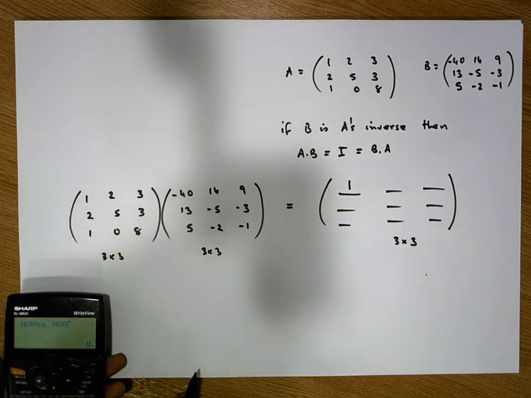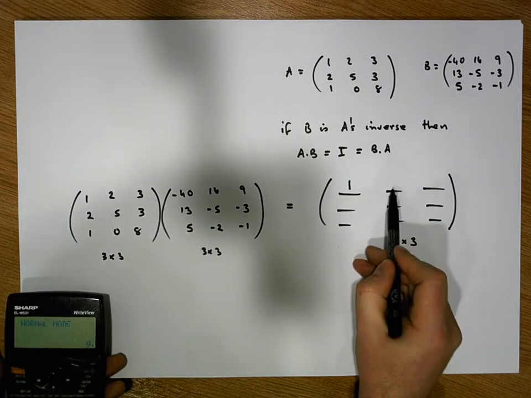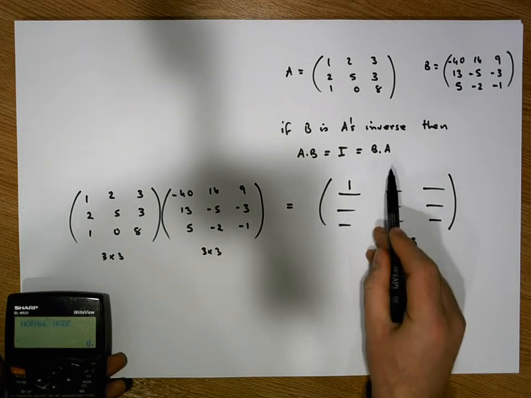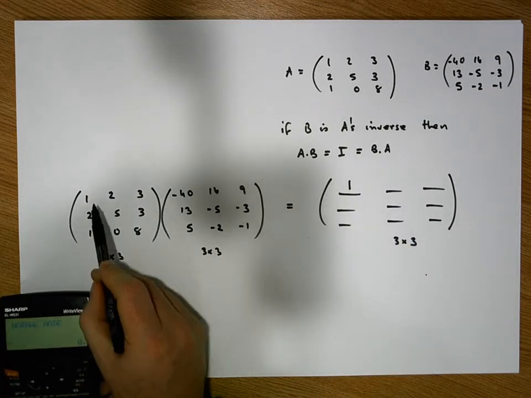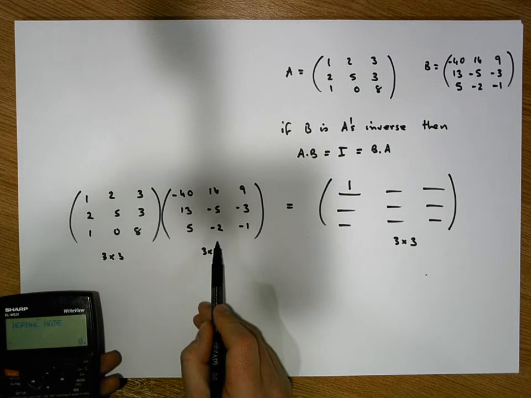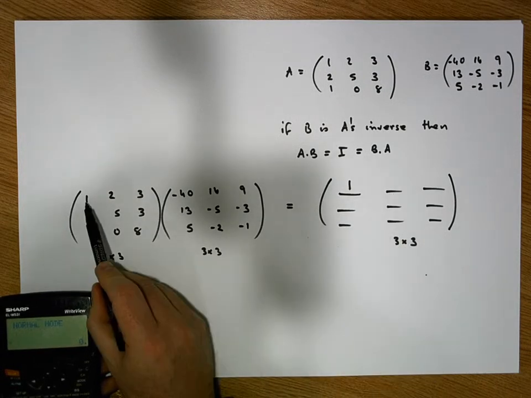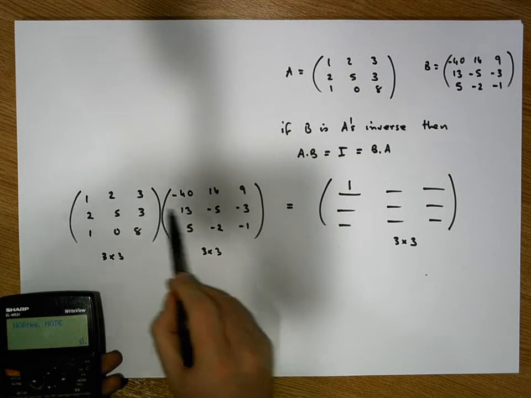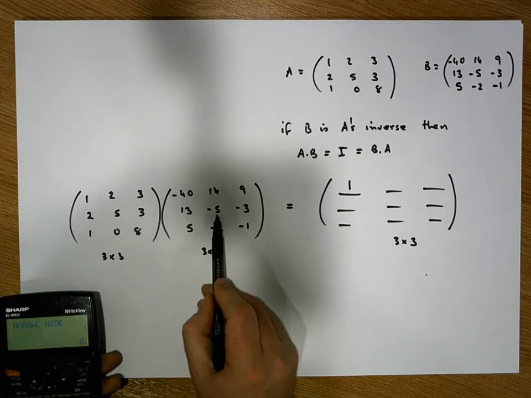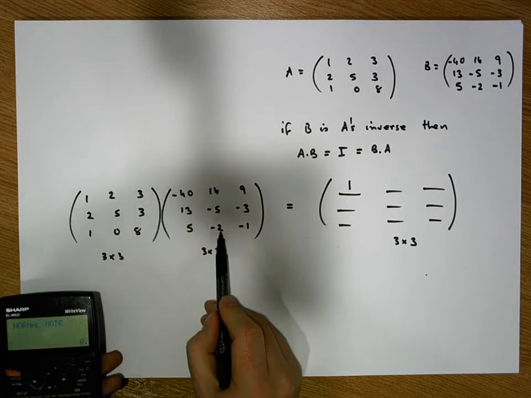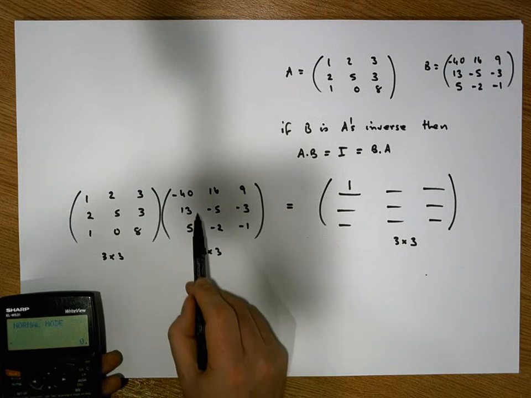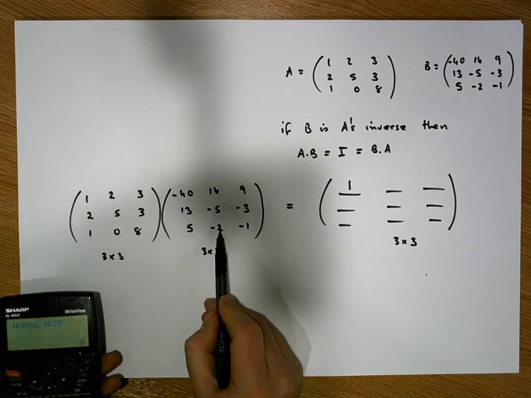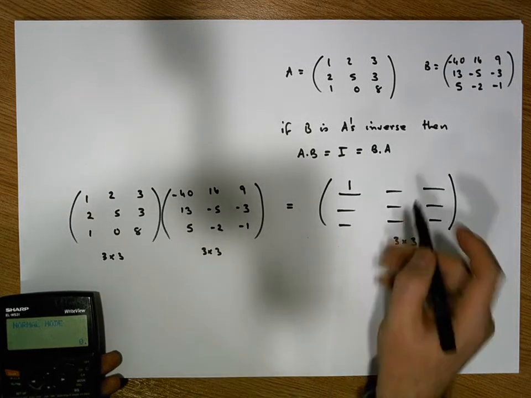Okay. The next entry in here is on the first row, second column. So what we need to do is multiply the first row by the second column. Okay. So we have 1 times 16 gives us a plus 16. We have 2 times minus 5 gives us a minus 10. We have 3 times a minus 2 gives us a minus 6. So the minus 10 plus the minus 6 gives us minus 16, plus the 16 gives us a 0.